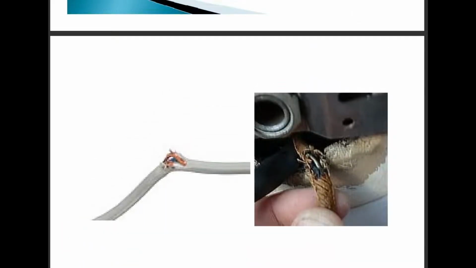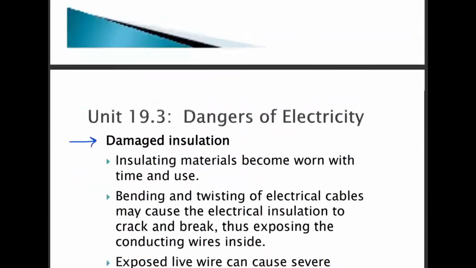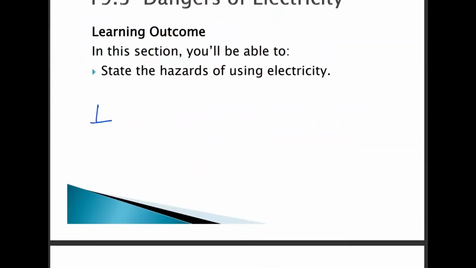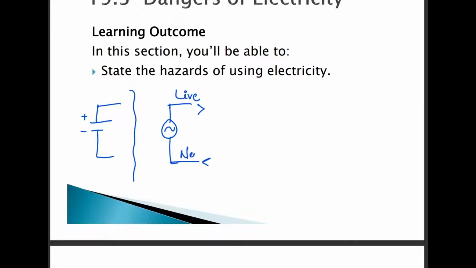In previous lessons, we had the positive terminal and the negative terminal for the DC supply, or the DC battery, or cell and power supply, whatever that is. In this chapter, we are dealing with an AC supply. In an AC supply, the wire that brings current to the appliance is known as live, and the wire that takes the current away from the appliance is known as the neutral.